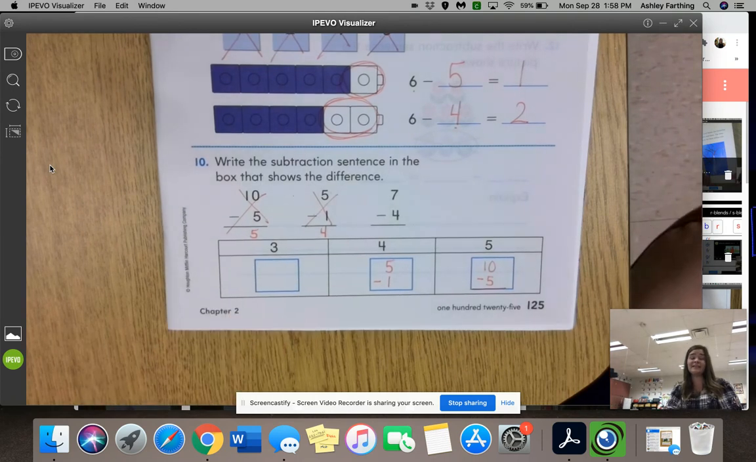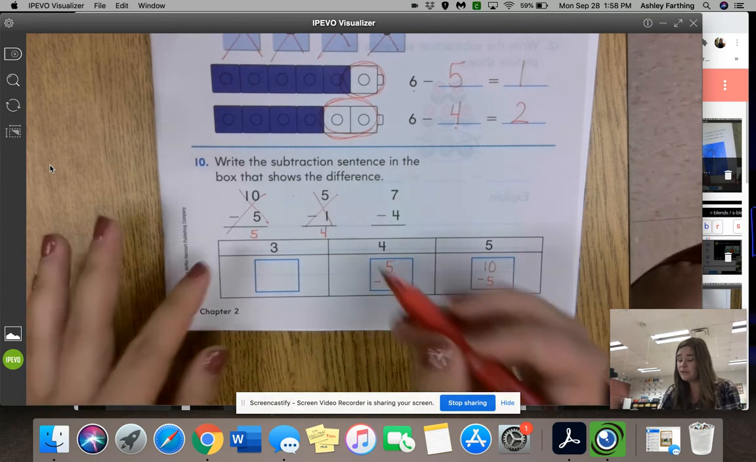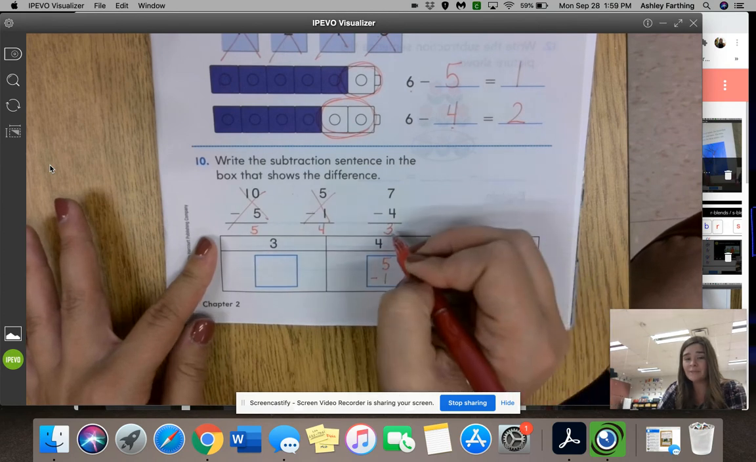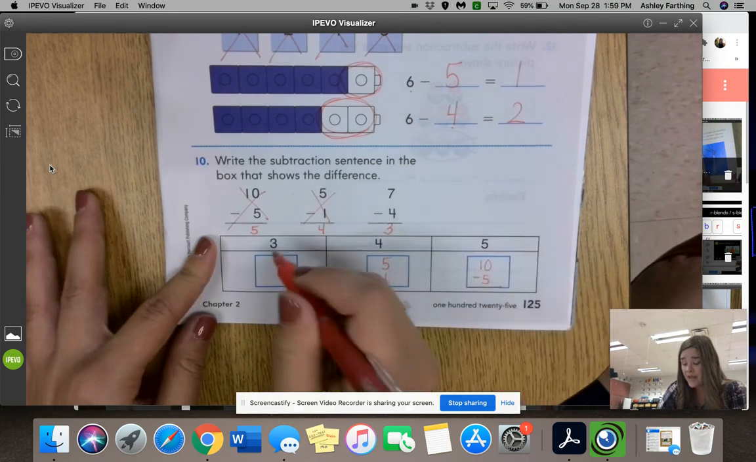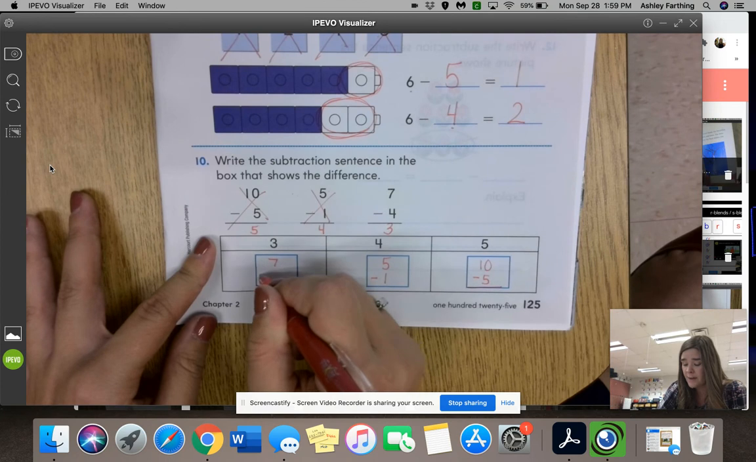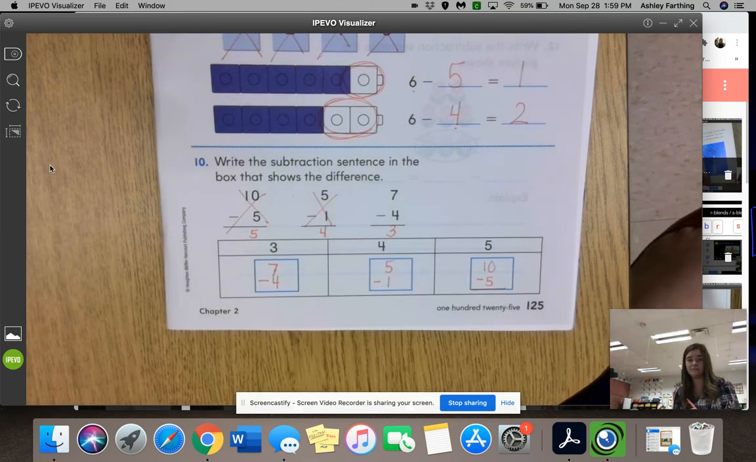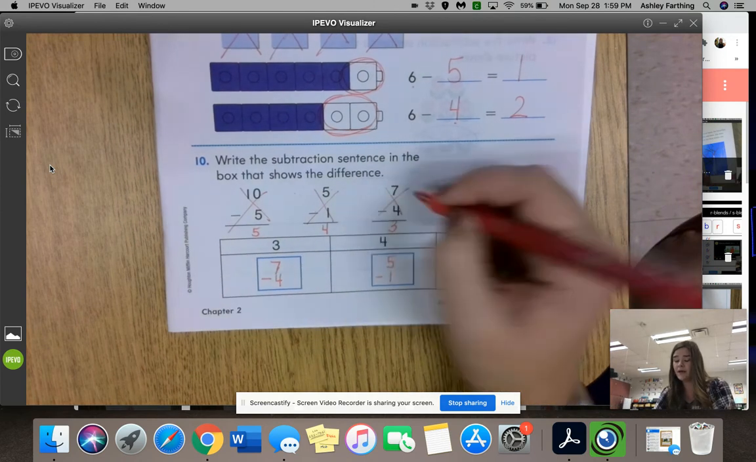And the last one is 7 minus 4. Hold up 7 fingers. Take away 4. 1, 2, 3, 4. How many do you have left? 3. 7 minus 4 is 3. I'm writing my small number there so I don't forget it. And then I'm going to write 7 minus 4 in the box. And I'm going to cross it out since I know I've used it.